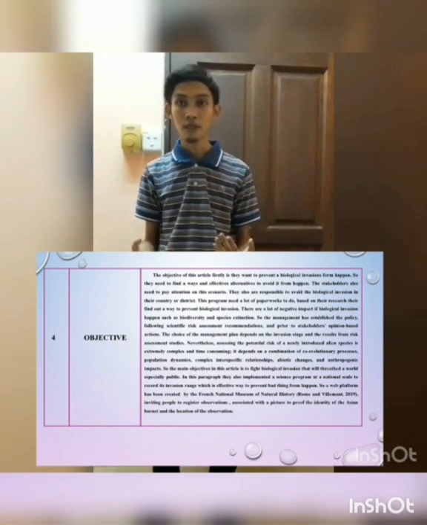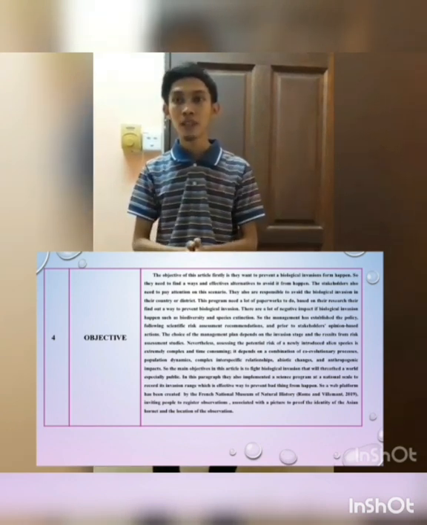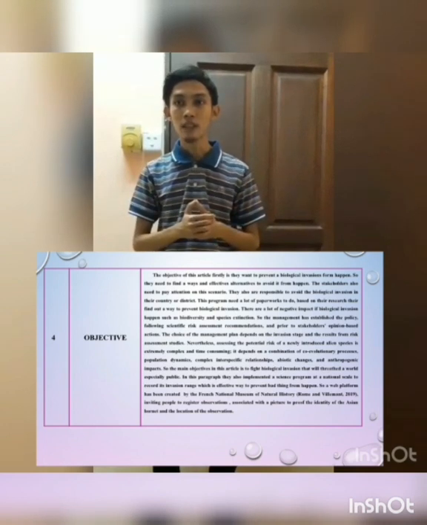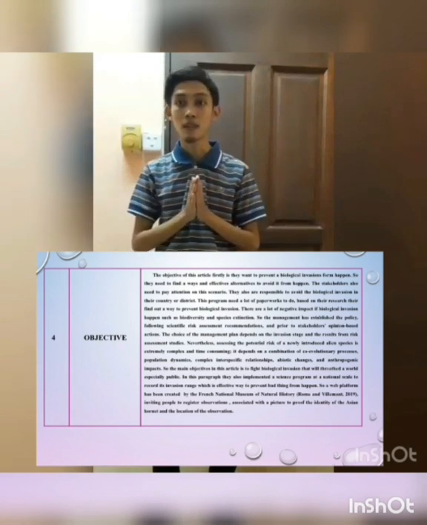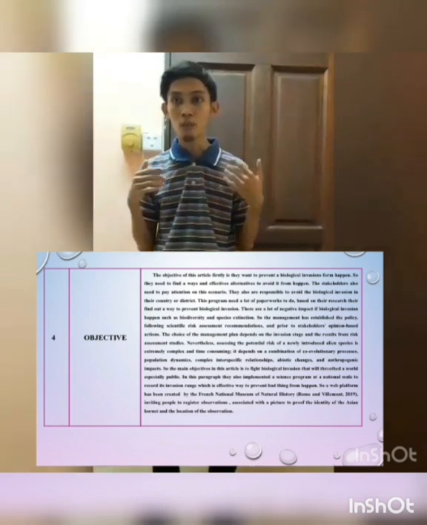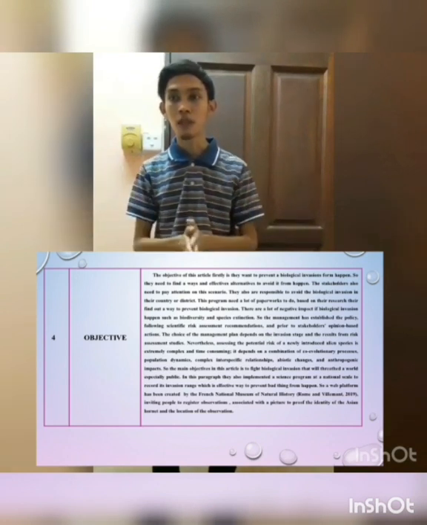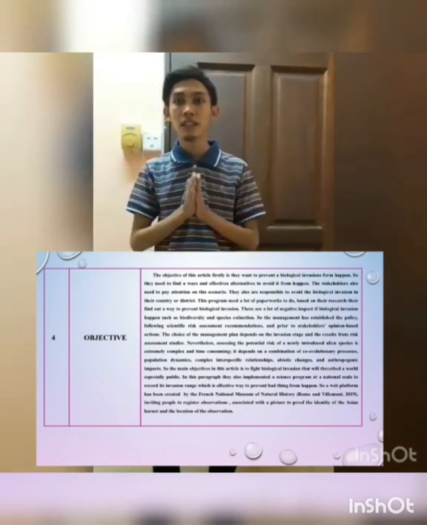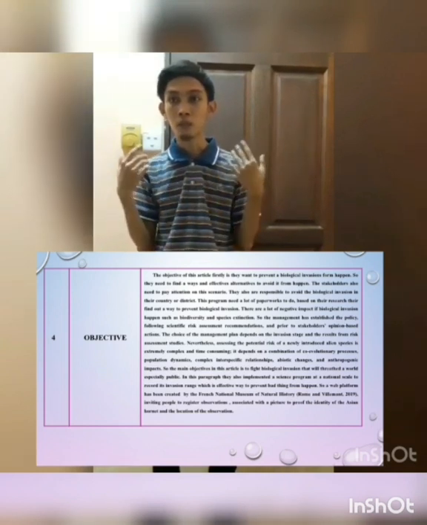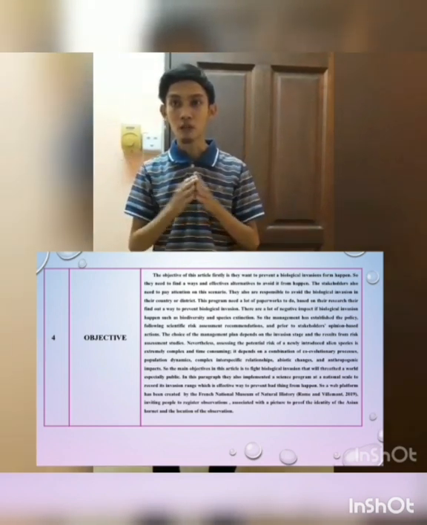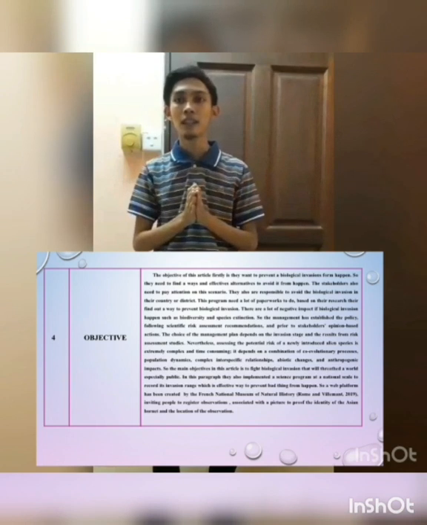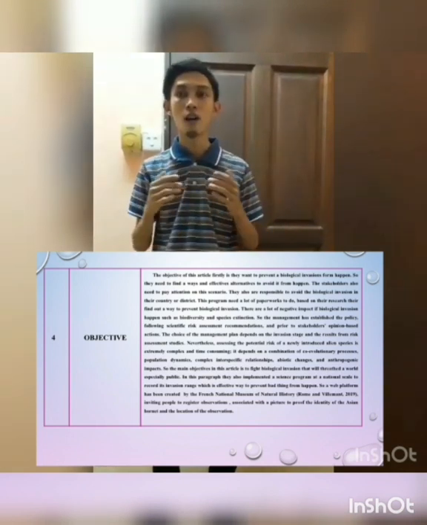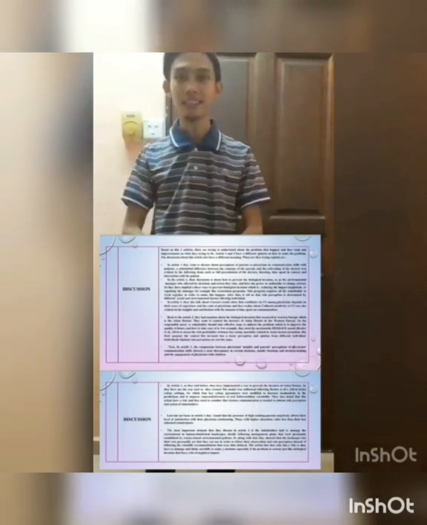In this paragraph, they also implemented a science program at a national scale to record its invasion range, which is an effective way to protect against bad things happening. A web platform has been created by the French National Museum of Natural History that invites people to register the observation associated with a picture to prove the identity of the Asian hornet and the location of the observation. Okay, we move to the discussion part in this article.